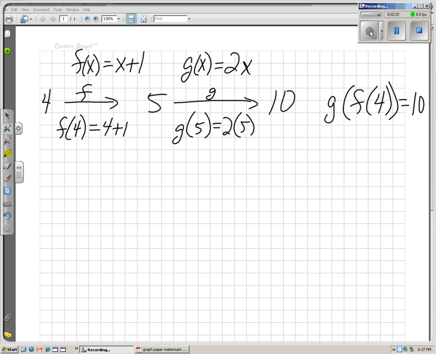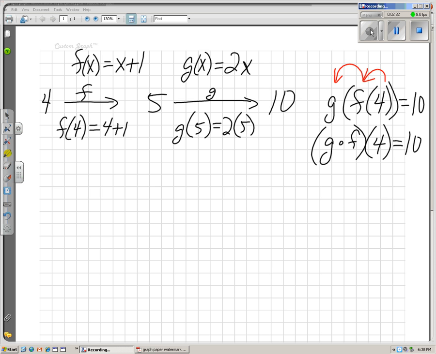When I ran 4 through the f function and then took my answer and ran it through the g function, I got 10. Now another way of writing this, the book likes writing it this way. g, which looks like a little open dot there, f, parentheses, of 4 gives you 10. So 4, when you run it through the f function and then the g function, produces 10.